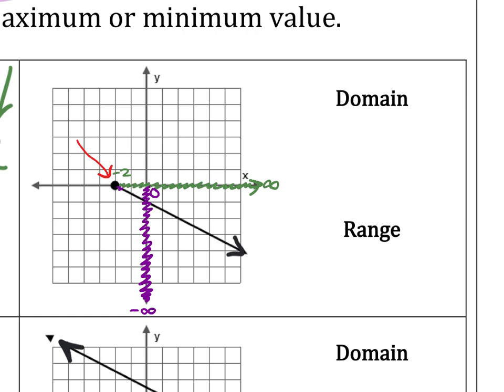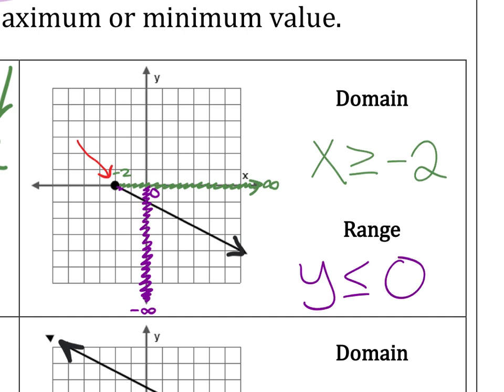So if I put those things together, my domain is all real numbers that are greater than or equal to -2 because of the closed dot. And my range, since I went down, is going to be all real numbers less than or equal to 0. Because we went downwards, that's where it's going to be less than 0. Those numbers are negative down there. That's less than 0. Remember, the way you say this is all real numbers greater than or equal to -2. Say that to yourself right now. All real numbers greater than or equal to -2. All real numbers less than or equal to 0.